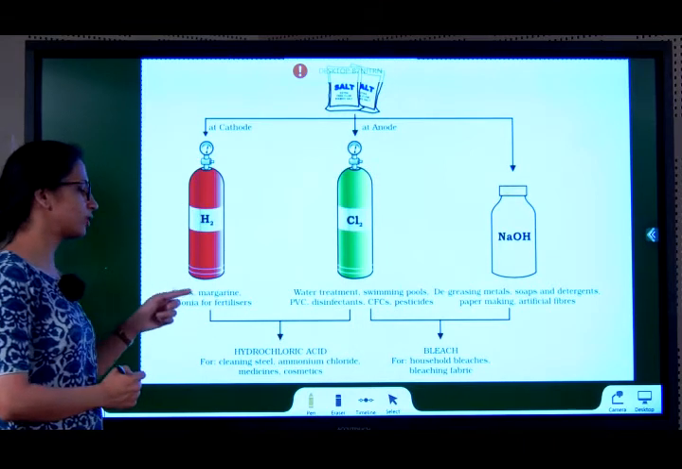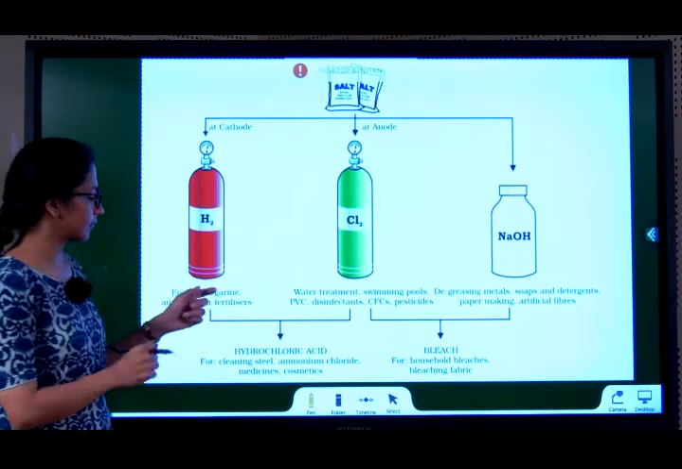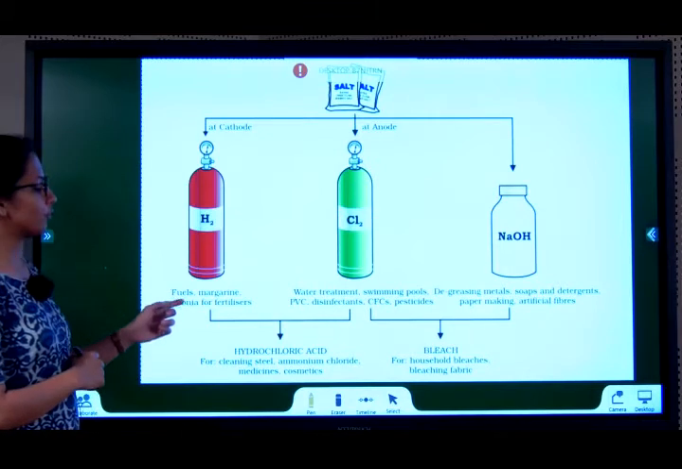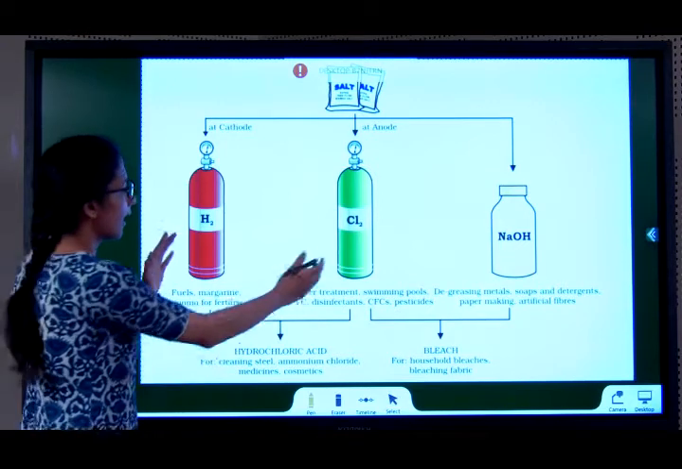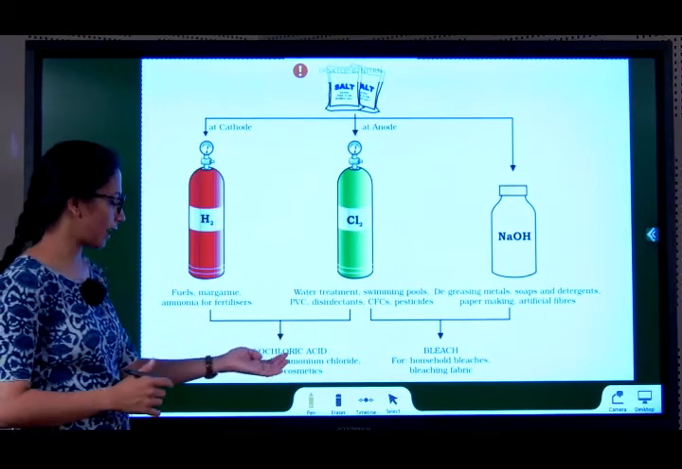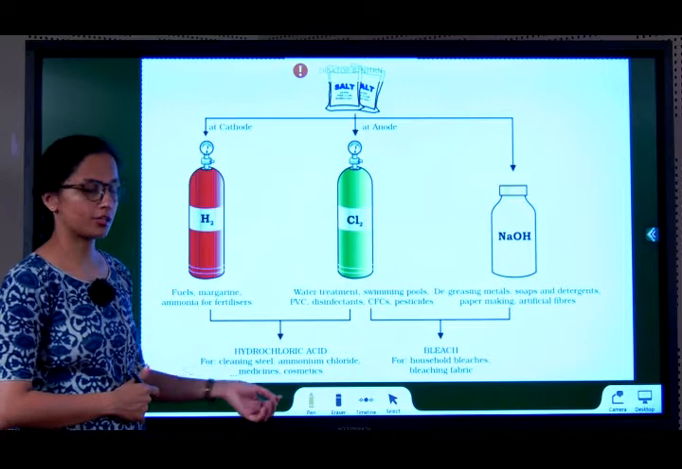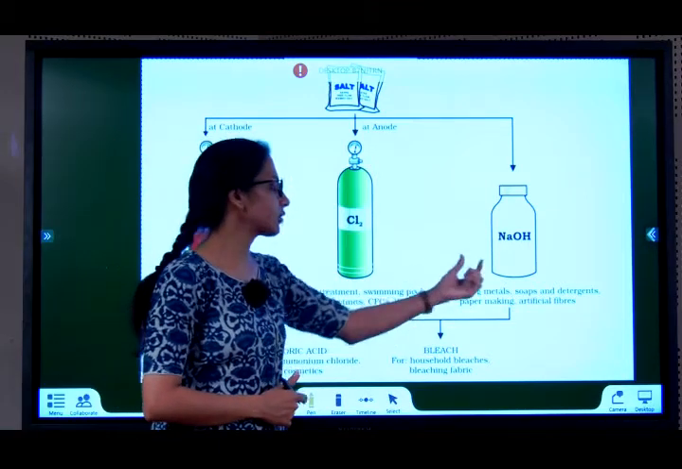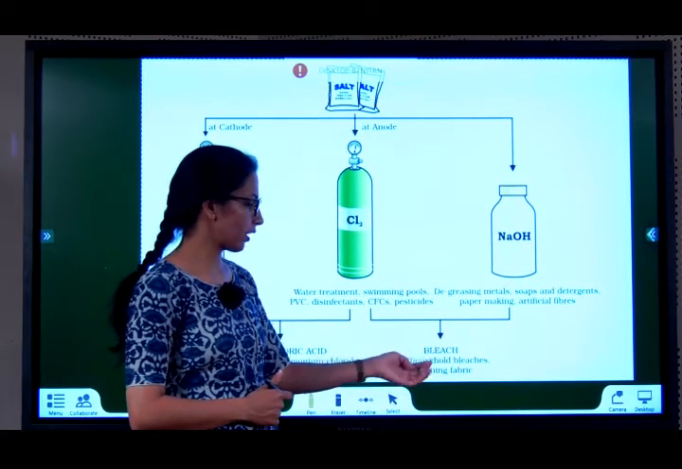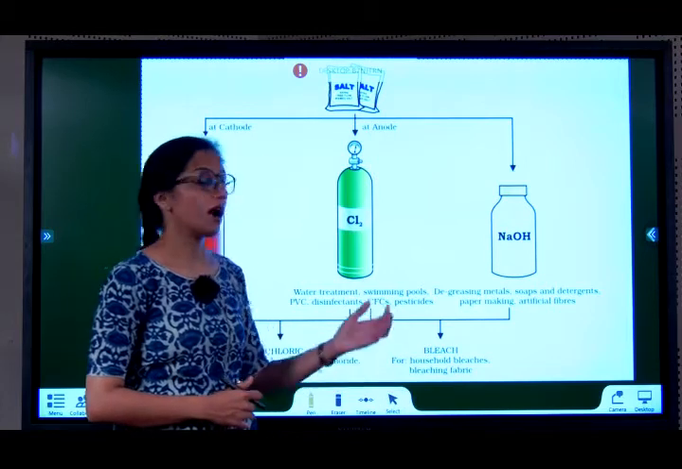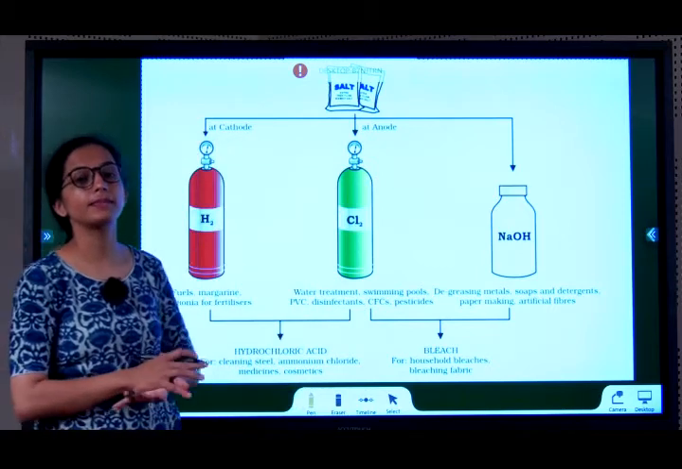Hydrogen gas, it's used in fuels. Margarine, what is margarine? In baking we use one kind of butter that is a fatty substance, that's margarine. Ammonia for fertilizers, hydrogen gas is used in the production of ammonia. Ammonia is NH3. Hydrogen and chlorine together gives you hydrochloric acid that's used to clean steel, prepare ammonium chloride, medicines, cosmetics, etc. Chlorine and sodium hydroxide together give you bleach. This is used in household bleaches, bleaching fabric. How is sodium hydroxide and chlorine giving us bleach? We will now understand while studying bleaching powder.